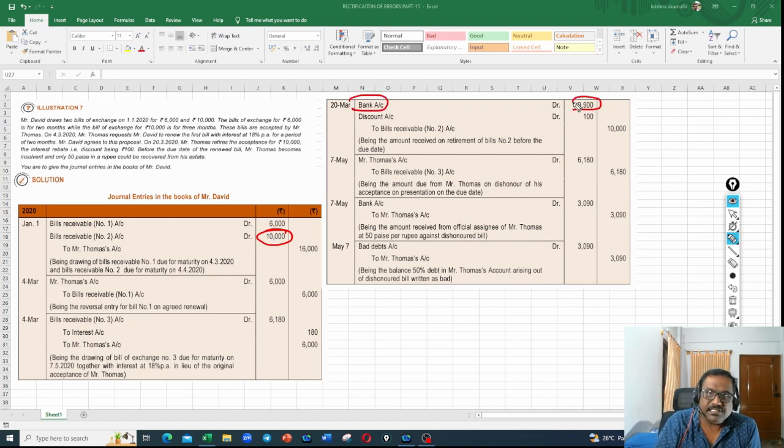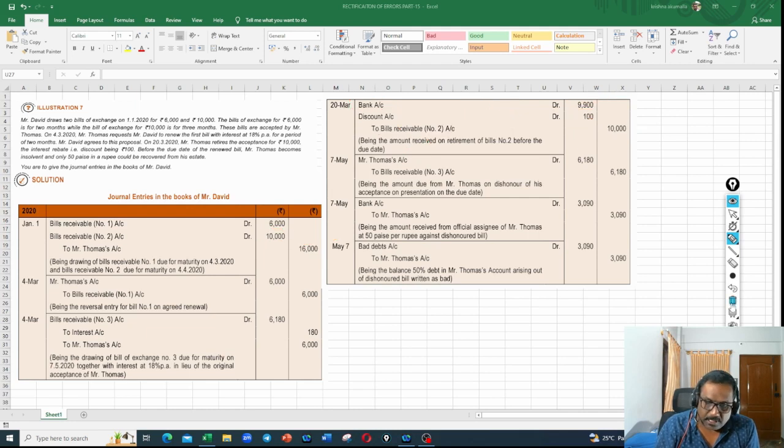David is receiving the cash. How much cash is he receiving? 9,900, since he has given a 100 rupees discount. So 9,900 cash received, cash comes in, so we have to debit cash or bank. Discount is an expenditure for David. Expenses and losses are to be debited. So discount account debit 100 rupees, and the bill was given to Thomas, so credit bills receivable account 10,000. So this is the honored entry. Second bill got honored. Clear?